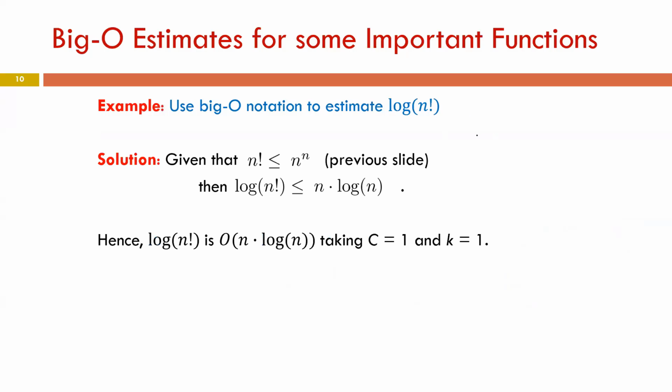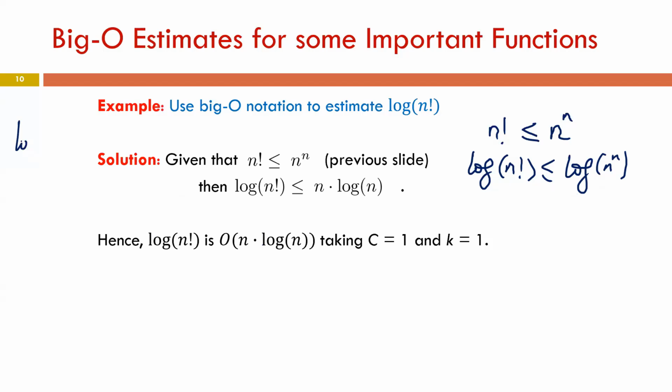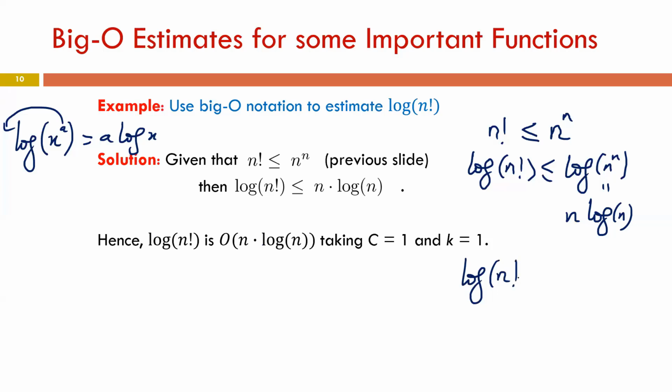So for log n factorial, it's the same. We have seen that n factorial is dominated by n to the power n. If we apply the log, log is an increasing function. So log n factorial is less than log of n to the power n, and we know the properties of log: log x to the power a, we can take a out and it becomes a log x. So we can do the same here and we obtain n log n, and we can say that log n factorial is the big O of n log n. So this is the behavior of log n factorial when n is large.